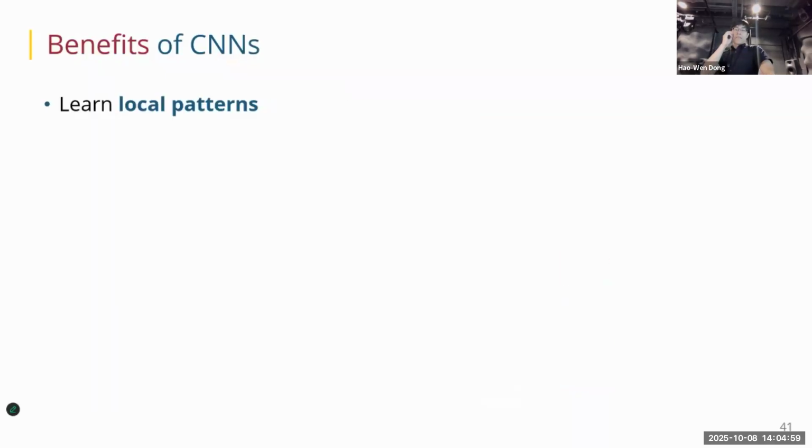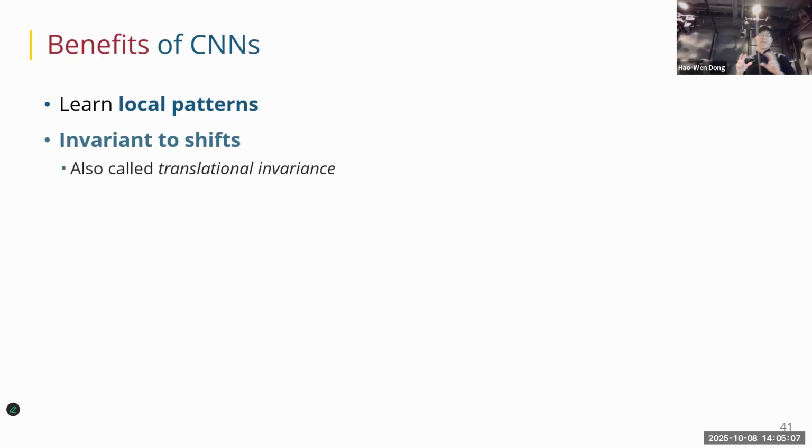Lastly, what are the benefits of CNNs? First, it learns local patterns, and these patterns are invariant to shifts, which is technically called translational invariance. That's the core of CNNs. Your patterns can be moved to different parts of the image, and you should still be able to detect them.